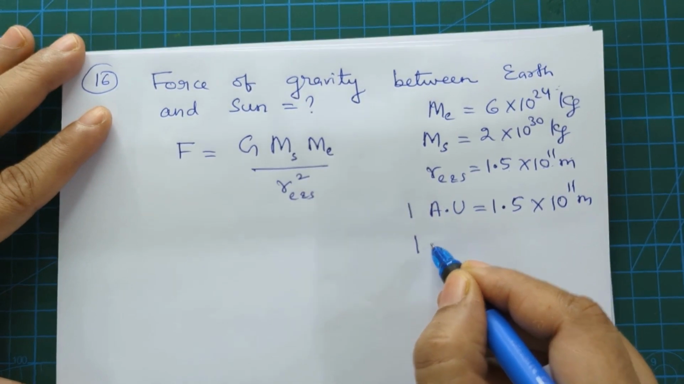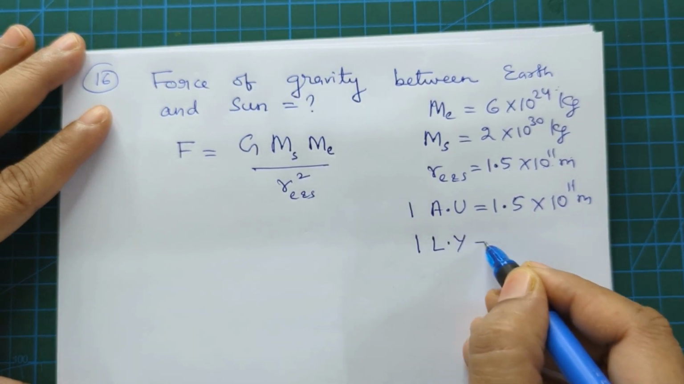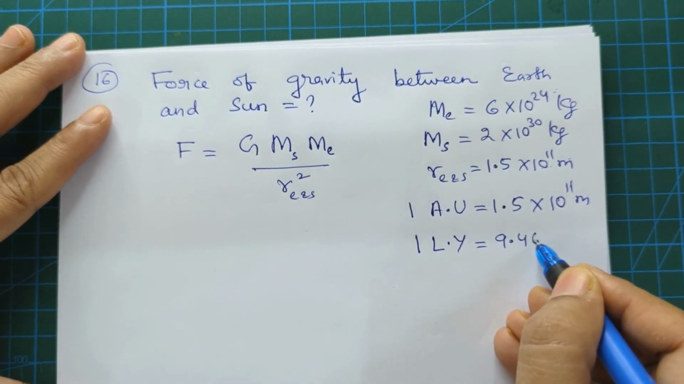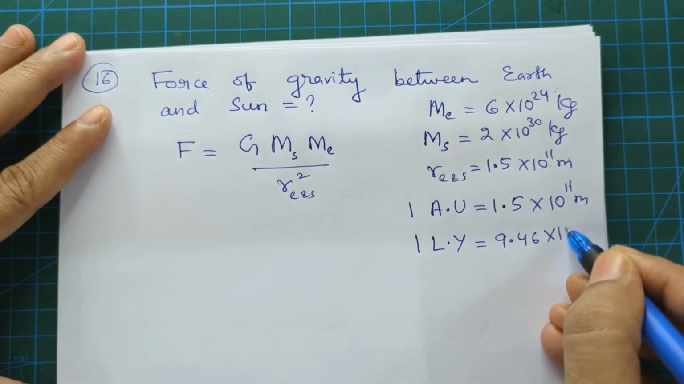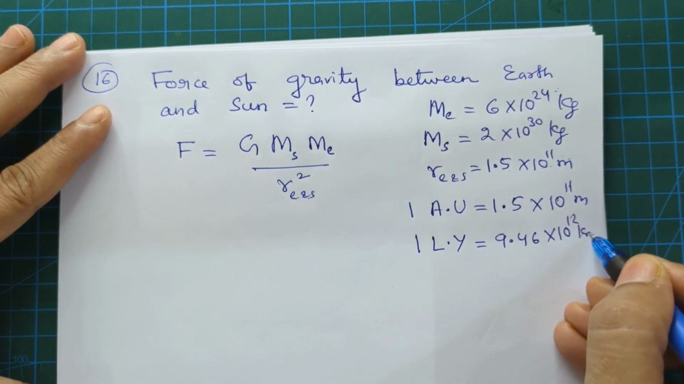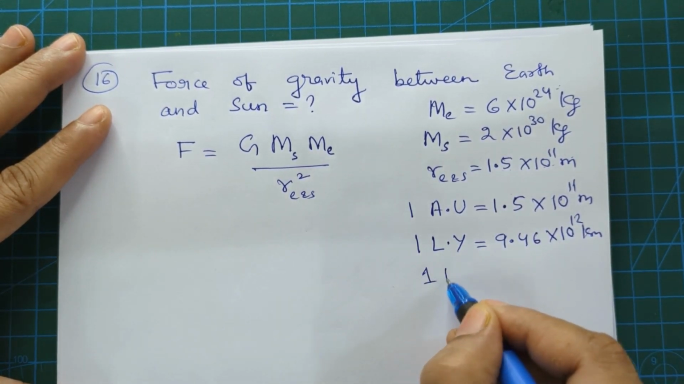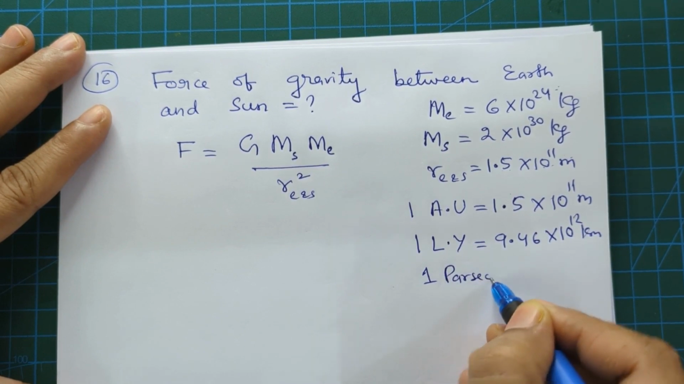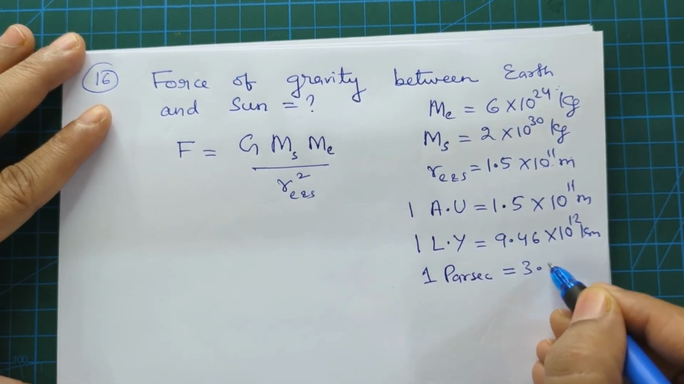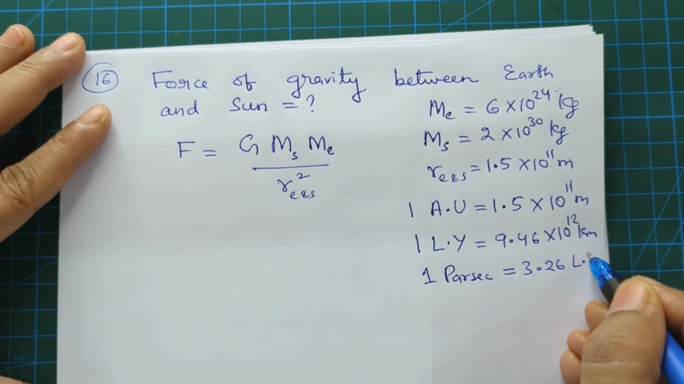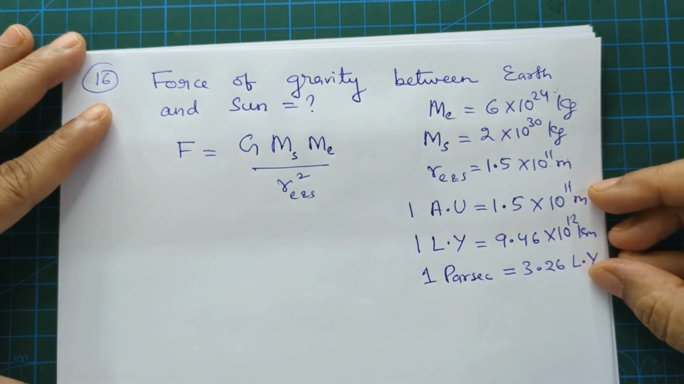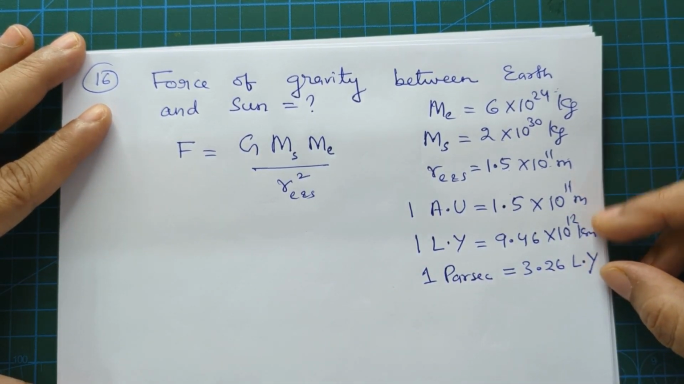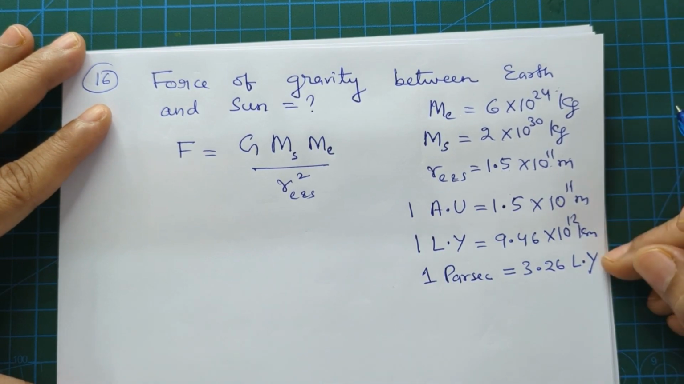Then there is something called light year. What is 1 light year? 1 light year is 9.46 into 10 to the power 12 kilometers. And then there is something called 1 parsec. And what is 1 parsec? 1 parsec is approximately 3.26 light years. So these are the stellar distances, celestial bodies distances are measured in terms of this.